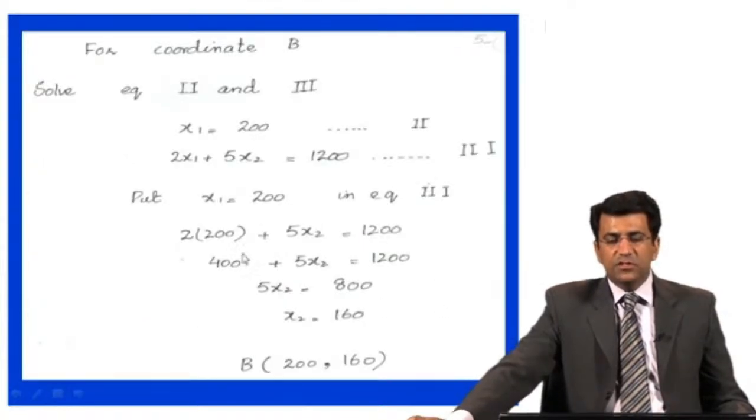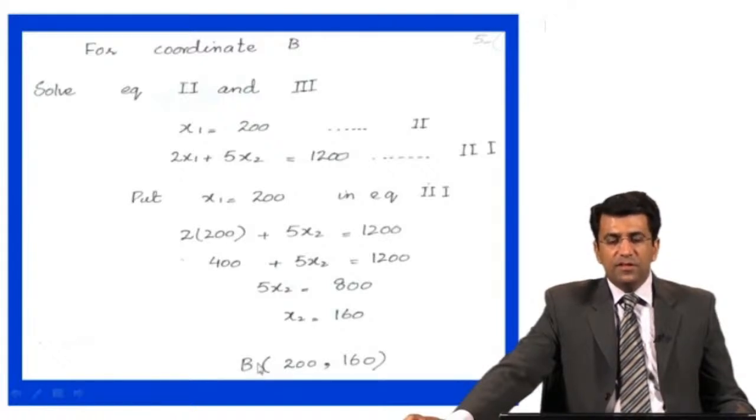So let's solve these equations. Let's solve it for coordinate B. Coordinate B is the point of intersection of constraint 2 and constraint 3, and our second constraint was x1 less than or equal to 200, that is the constraint about soybean. So we will put x1 equal to 200 into the third equation, and we can get the value of x2 equal to 160. So these are the coordinates for that particular point B.